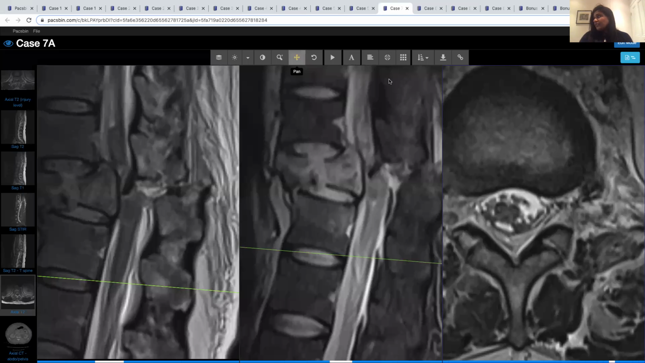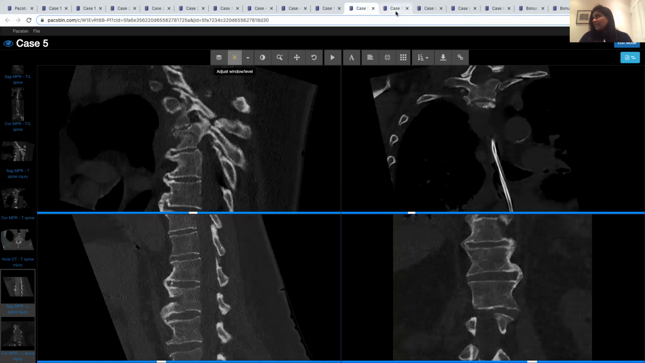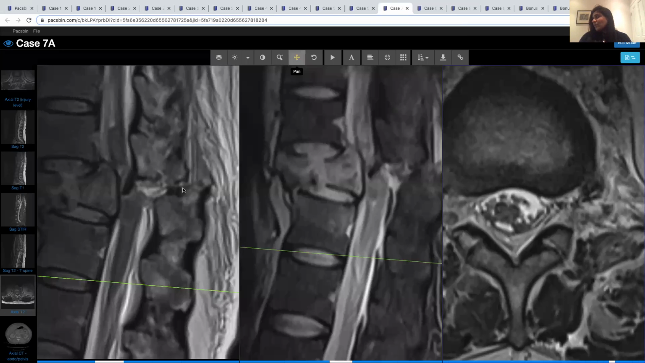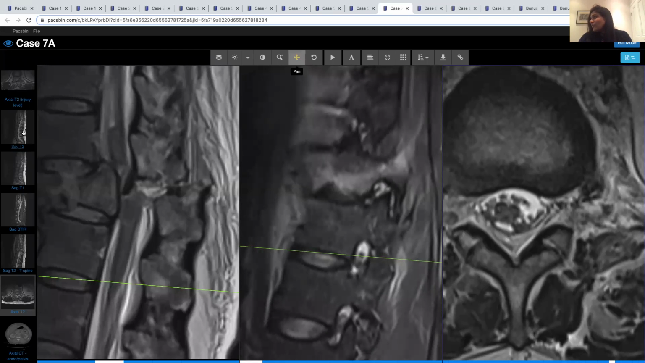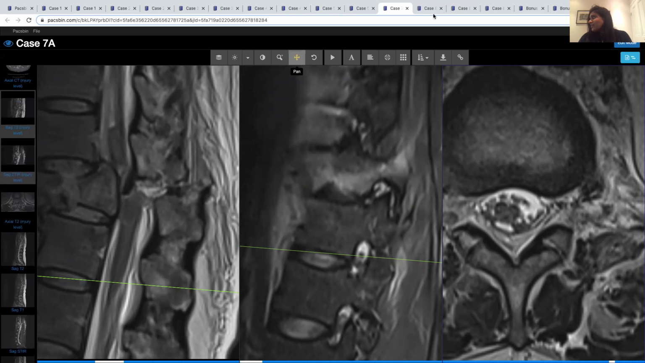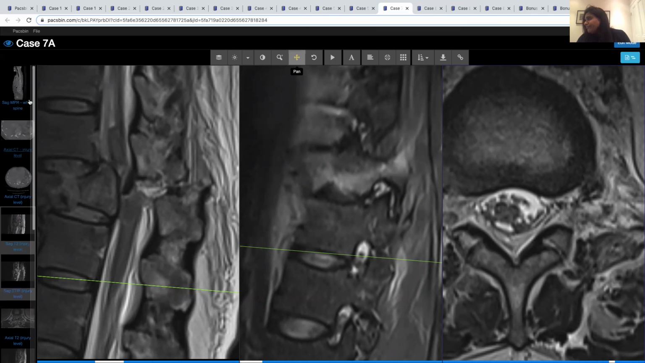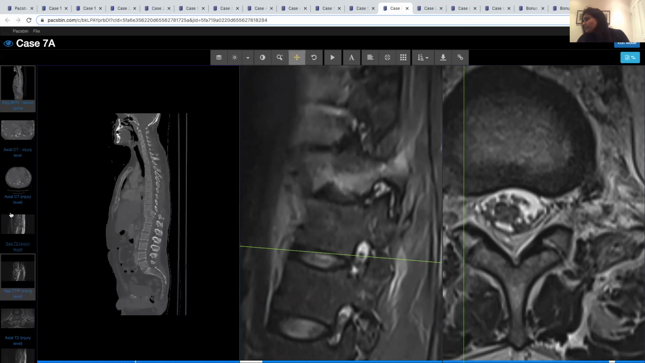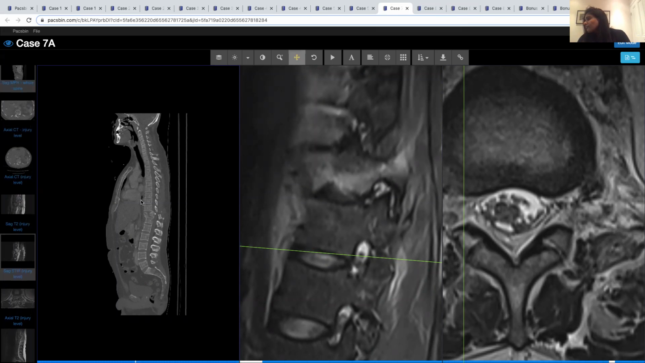Right, and then to look at case 7, we are going to look at this case of a translational injury. So this is an example. I'll just bring up the CT. So here is the CT for this patient.